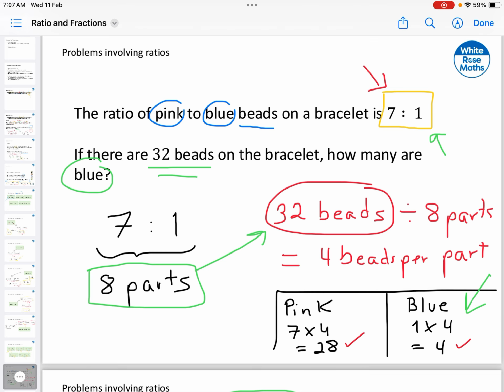So we had 32 beads and the division was 7 parts against 1. So 7 parts of pink, that was 28 beads, and 1 part of blue, that will be 4. So 28 plus 4 will be 32. So we were just finding out the amount of beads per color.